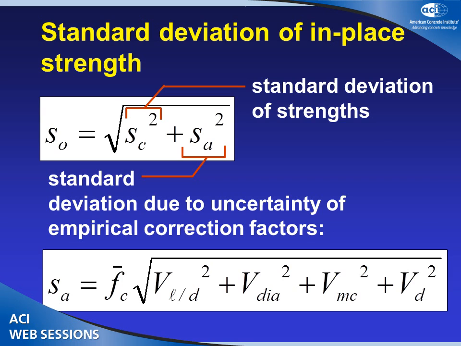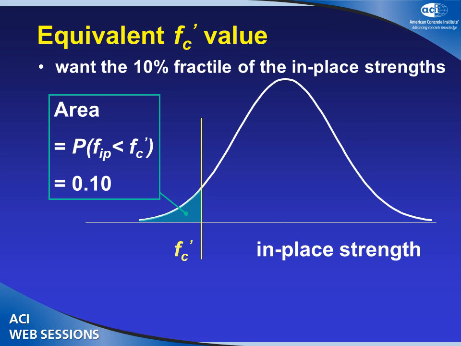To get an equivalent strength to plug into a design equation that uses resistance factors that are customary in ACI 318, we don't want to take the mean strength of the in-place strength.